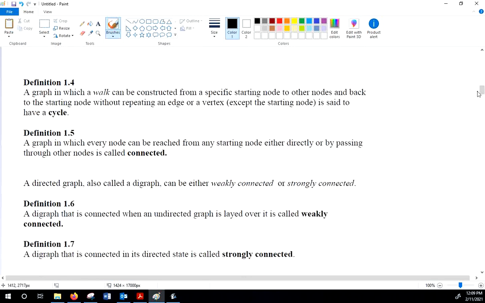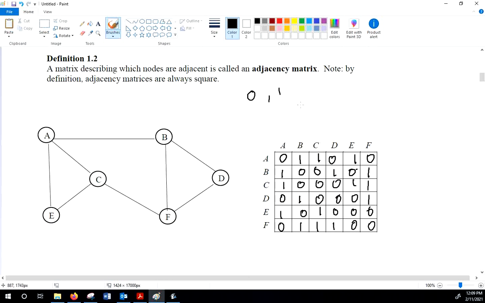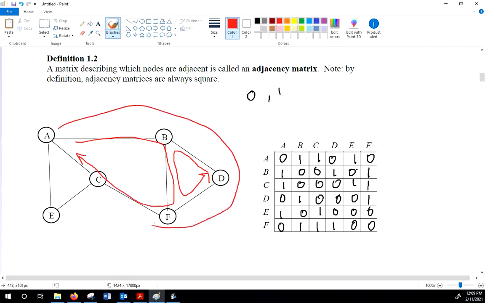That's Euler graphs. A graph in which a walk can be constructed from a specific starting node to other nodes and back to the starting node without repeating an edge or a vertex is said to have a cycle. So lots of graphs have cycles. This graph here has this cycle here, another cycle here, a big cycle, and then another one here. Gosh, I could do even more. We could say here, here, here, here. So this graph has a lot of cycles in it.